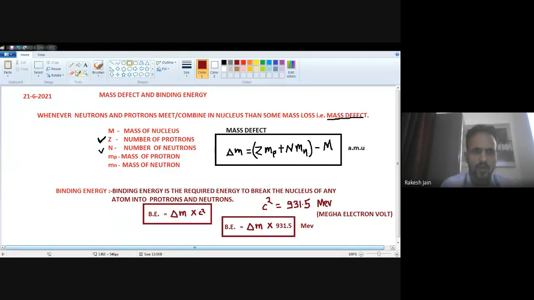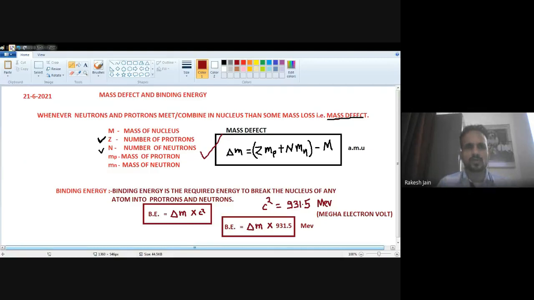So these two formulas which you just see on this screen: mass defect, del M is equal to Z Mp plus N Mn minus capital N, and binding energy, that is del M multiplied by 931.5 mega electron volt. You should calculate these values and find the answers to different kinds of numericals which are frequently asked in main examinations. So let me solve some numericals on this.